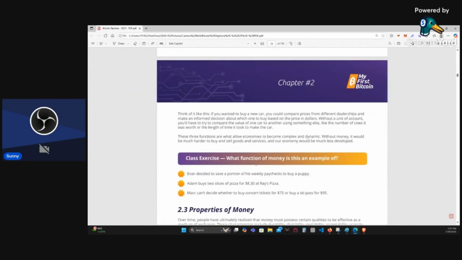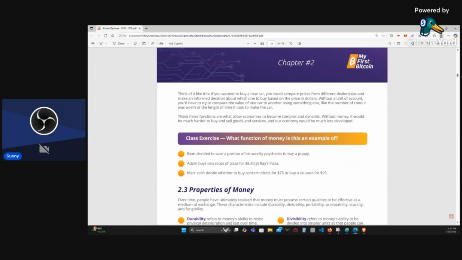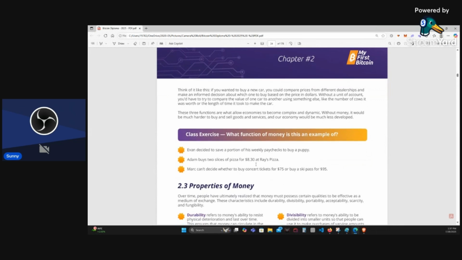Think of it like this: if you wanted to buy a new car, you could compare prices from different dealerships and make an informed decision about which one to buy based on the price in dollars. Without a unit of account, you'd have to try to compare the value of one car to another using something else, like the number of cows, and you know where I'm going with this.